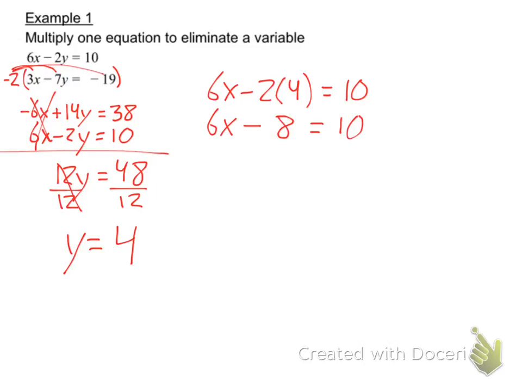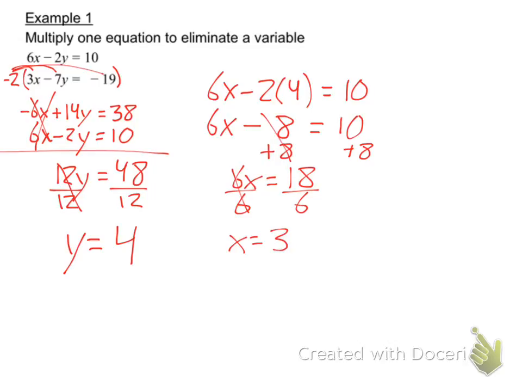What's my next move? Add 8 to both sides, not just to the 10. So those cancel out. So 6x equals 18. Final step is divide by 6 to both sides. And so x is equal to 3.